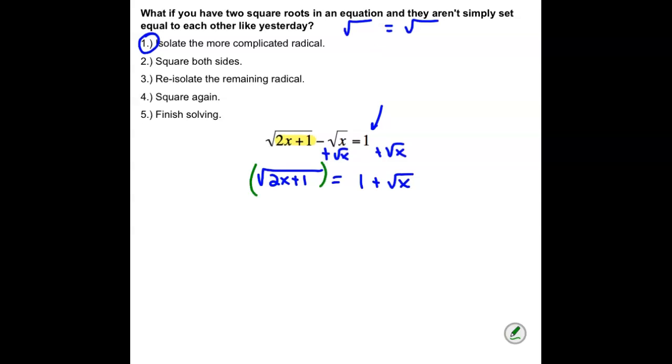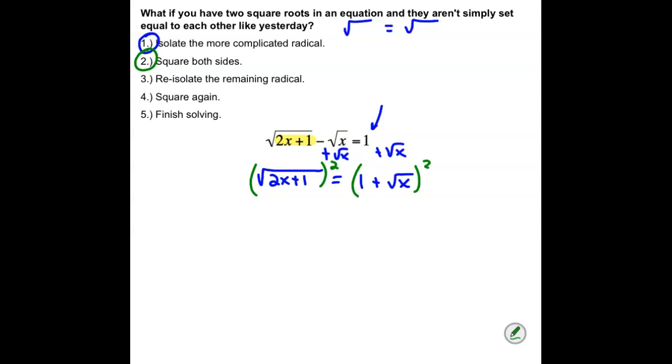Okay, so we're going to isolate the first radical, the 2x plus 1. To do that, I'm going to add the square root of x to the other side. We end up with the square root of 2x plus 1 equals 1 plus the square root of x. Okay, now we are going to have to square both sides. That's our second step, to undo that square root.